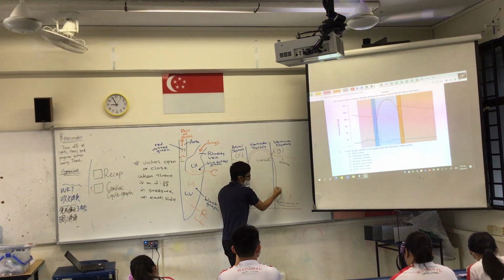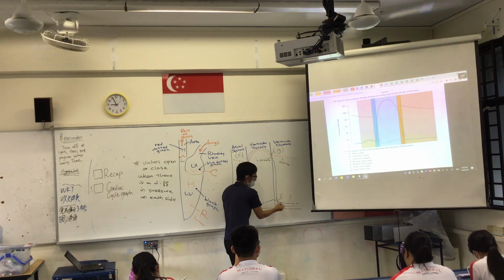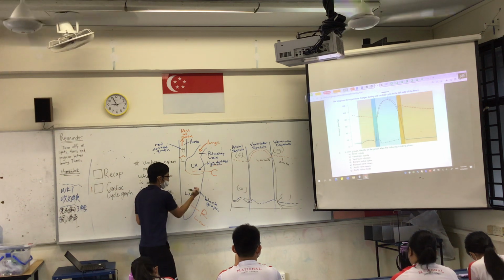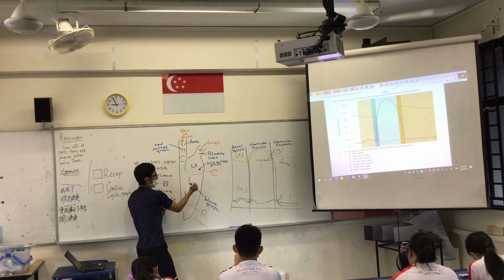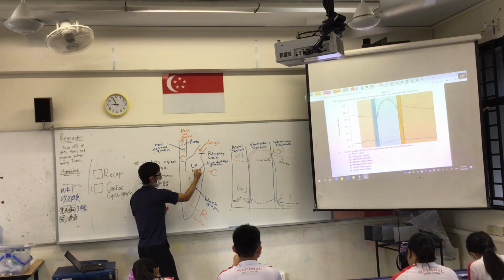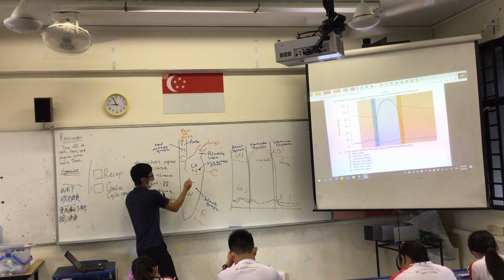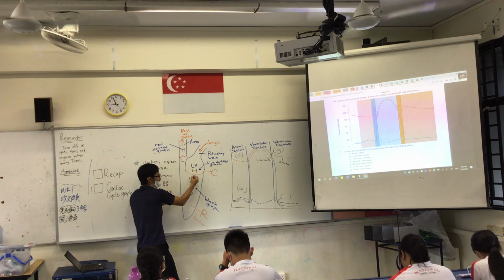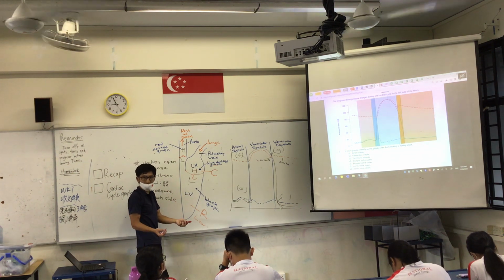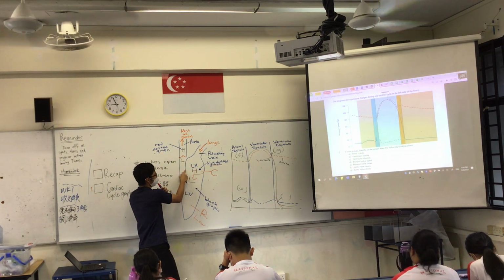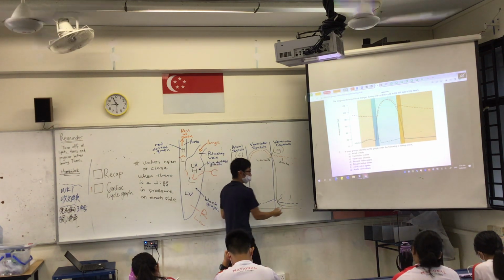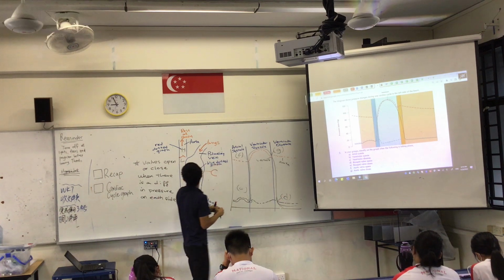When the pressure in the ventricle becomes lower than the pressure inside the atrium, then blood will want to flow in this direction. Is that the direction we want? Yes. So therefore, the valve will open. So D.